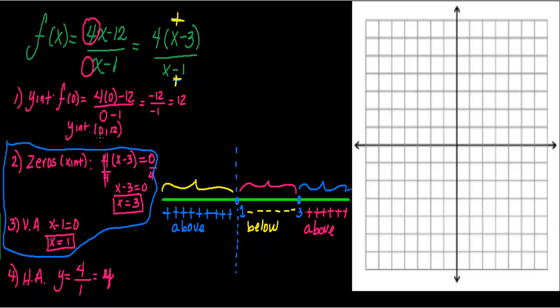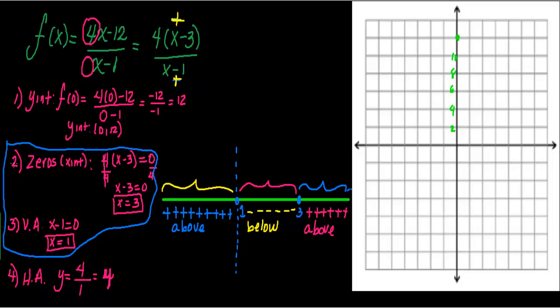Okay? Now, on my graph, I'm going to plot all of the information that I have so far. Let's start with number 1. My y-intercept is at 0, 12. Well, that's going to be hard because I don't have 12 here. I have 1, 2, 3, 4, 5, 6. So I'm going to count by 2s. This is going to be 2, 4, 6, 8, 10, and then this will be 12. So here's my y-intercept. Okay?